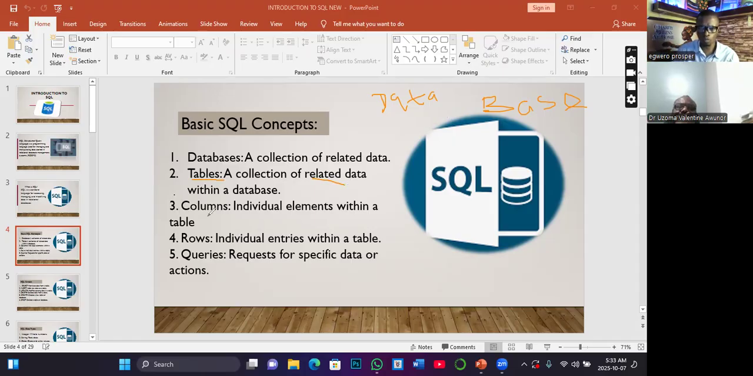Now, the word column is another keyword that you cannot overlook when speaking SQL. What does column mean? Individual elements within a table. For example, when I created a table the other time, this is a table. So all these vertical spaces, they are the columns. This, this, this. They are the columns. They are also called attributes. In fact, here we should see them as attributes.